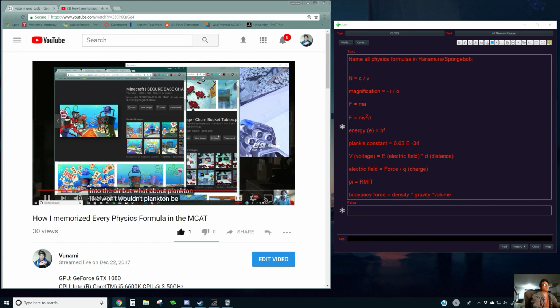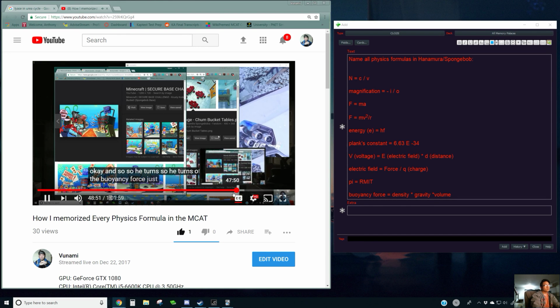But wouldn't Plankton be the first to fly into the air? Well, actually he was wearing metal boots, so he could prepare himself to press that. So the metal boots allowed him to stay at the bottom of Bikini Bottom. Okay? And so he turns off the buoyancy force.